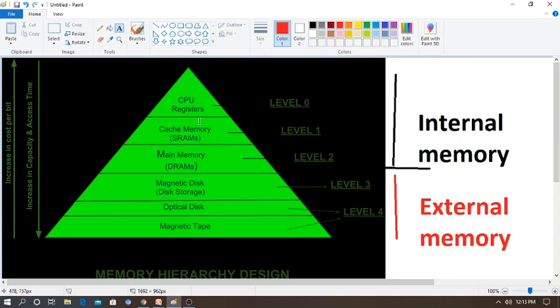So this hierarchy is followed by CPU register, cache memory, main memory, magnetic disk, optical disk, and magnetic tape. And now we know how the memory hierarchy works and supports the computer to increase the performance of the computers. And here you have to remember the secondary storage.